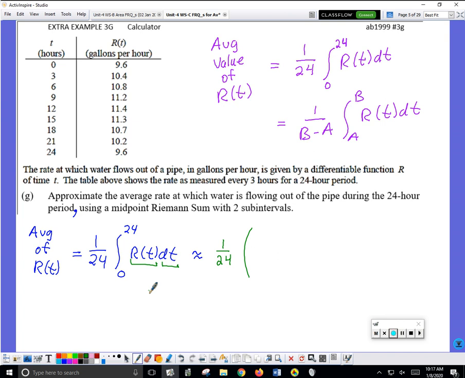Riemann sum with 2 subintervals. So if I'm going from 0 to 24, I want to go from 0 to 12, and then from 12 to 24. So these are my 2 subintervals. Question. Awesome. So I go to the first subinterval. I'm supposed to find a value of R. The value of R that I pick is the value that is in the middle of the first subinterval.